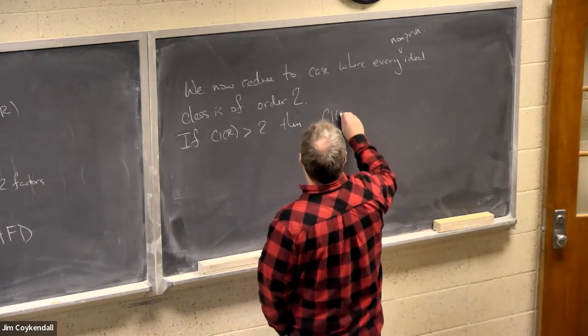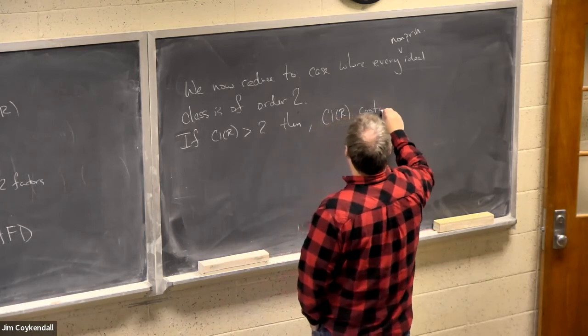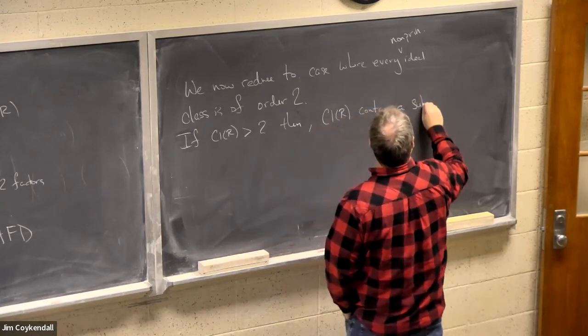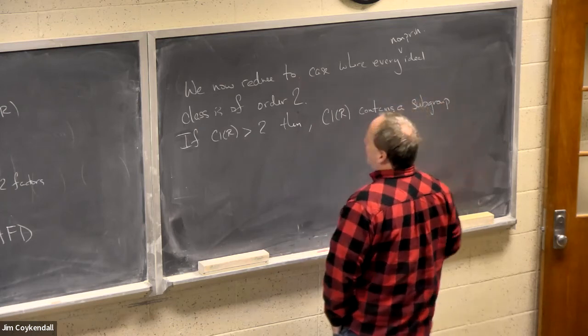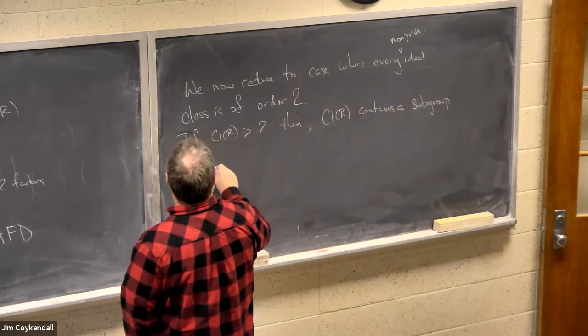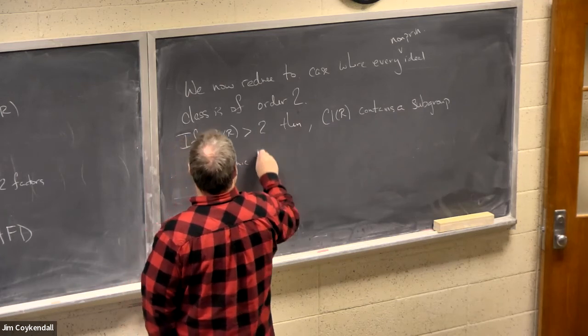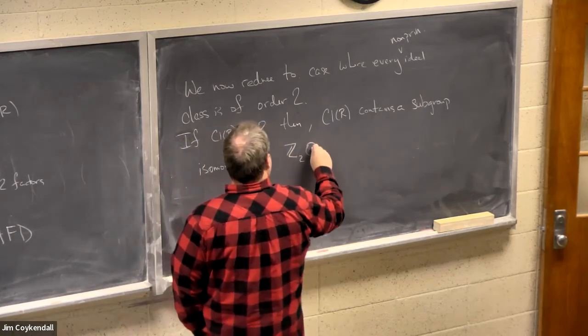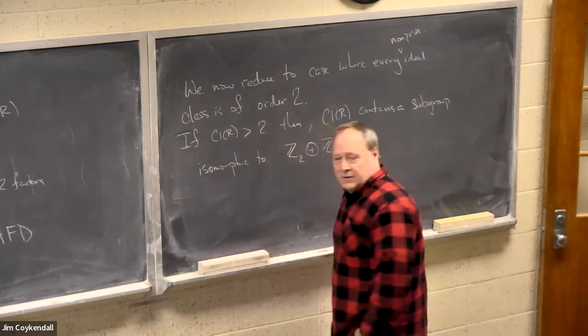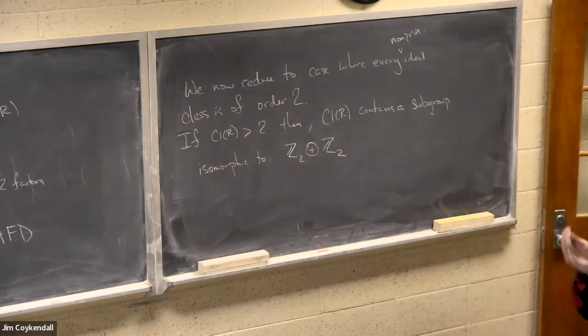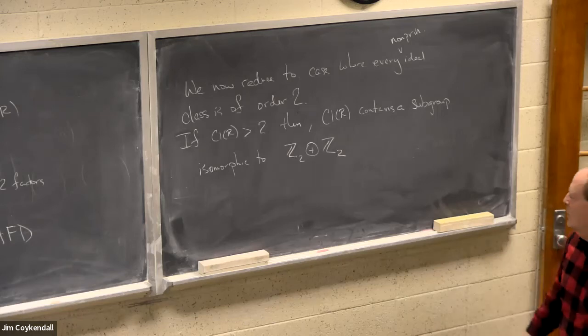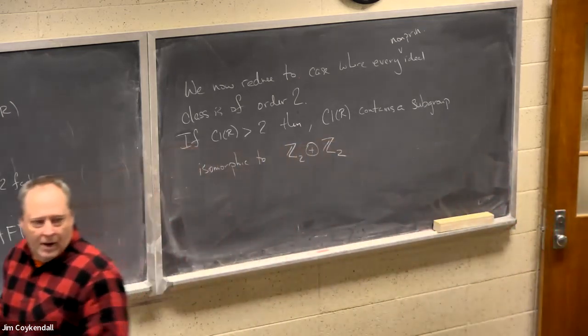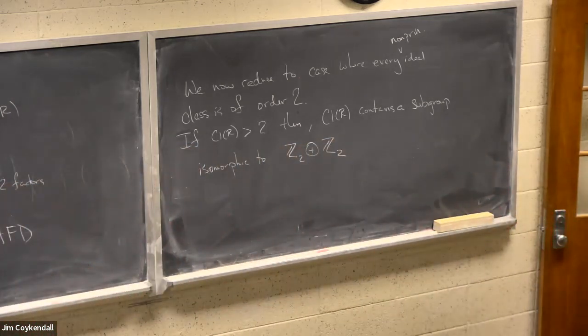Then the class group contains a subgroup isomorphic to C2 x C2. I just take 2 distinct elements of order 2 and see what they generate, right? You'll have their sum, the identity, and then you'll have the Klein four-group. So I'm going to write the Klein four-group additively.